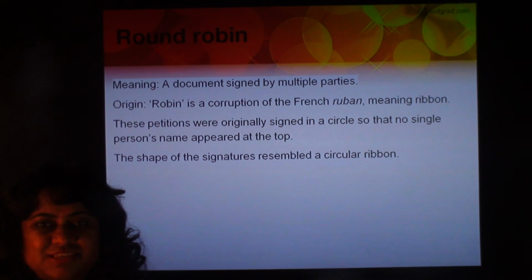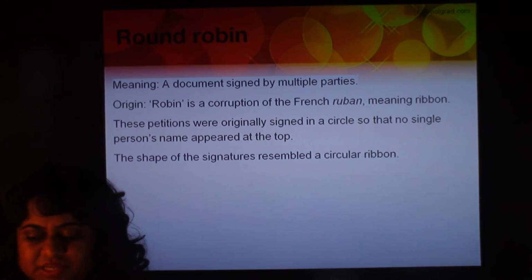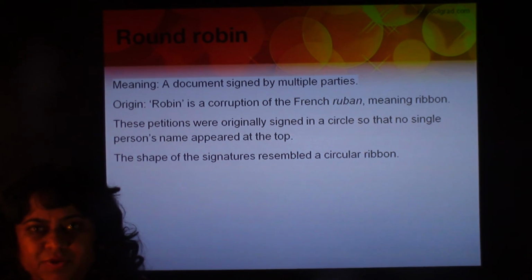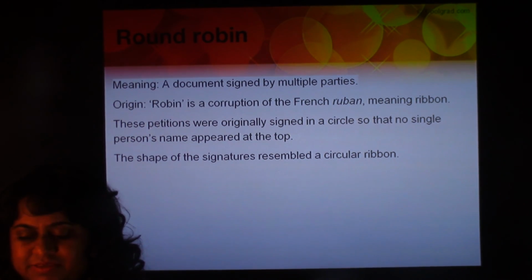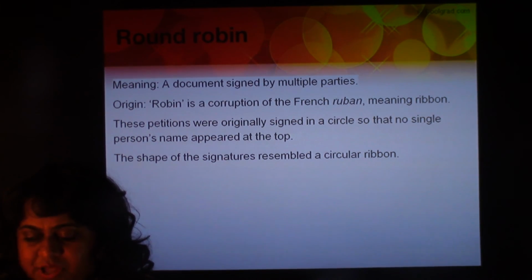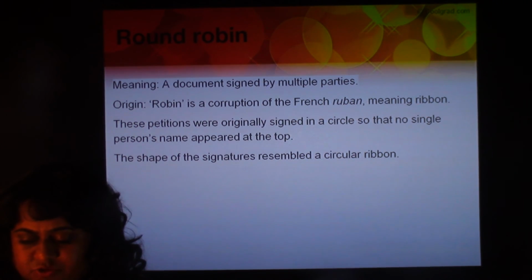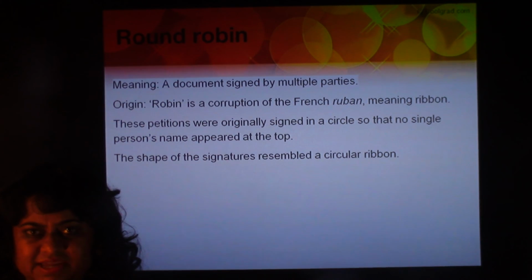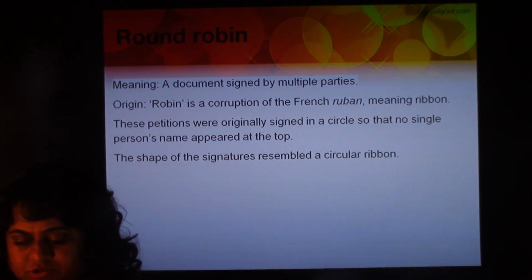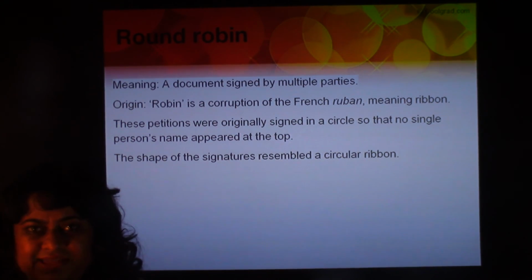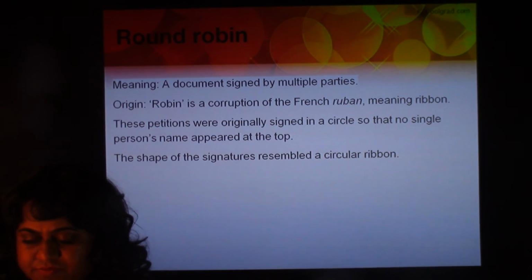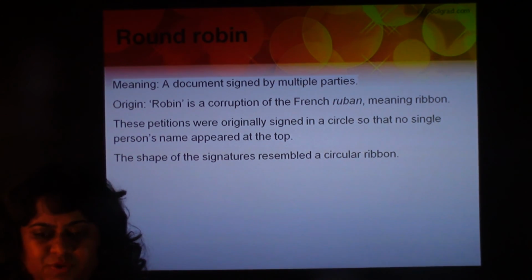Round robin. So a lot of people don't know the origin of this phrase. Round robin means it happens like in a circle where nobody has more priority than the other. So robin is a corruption of the French word ruban, meaning ribbon. So they used to have a lot of documents, petitions, which were originally signed in a circle, so that nobody's name appeared on the top. So everyone had equal priority. It was like a signature in a circle. So that's the origin of this phrase, round robin. It's like when you perform a certain activity, taking turns, where everyone has equal priority. That's what it means, round robin.